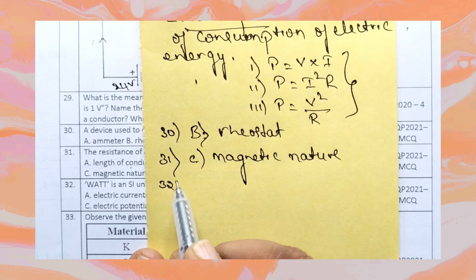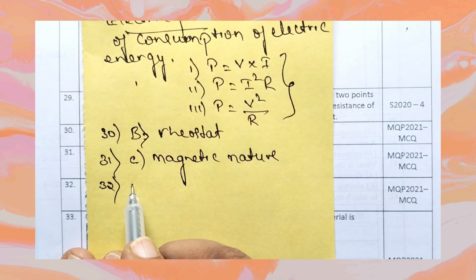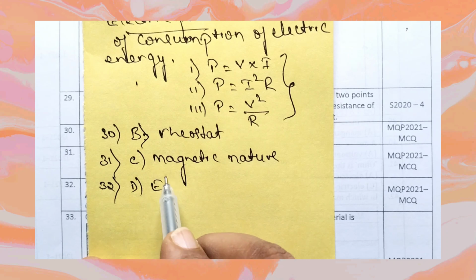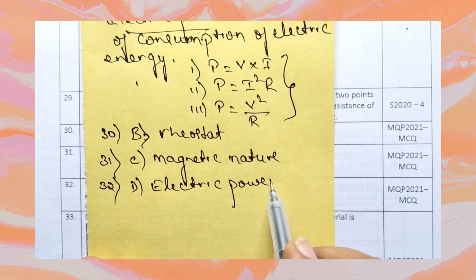Now let us move to the 32nd question. Watt is an SI unit of dash: electric current, electric charge, electric potential difference, electric power. The right answer is electric power, option D. So electric power is the right answer.